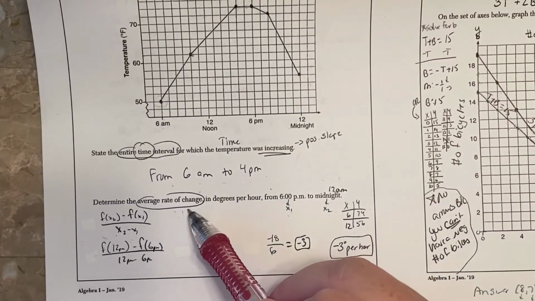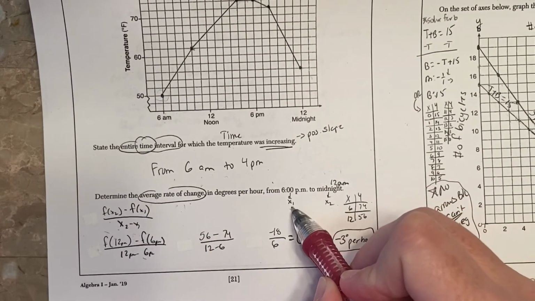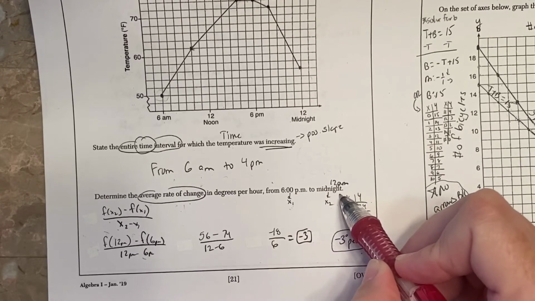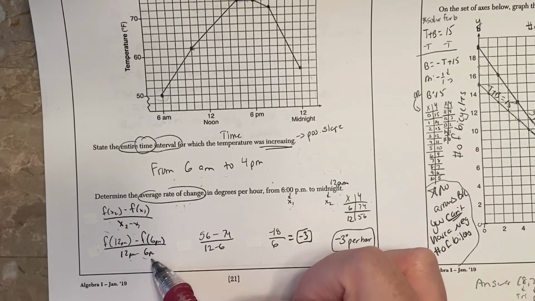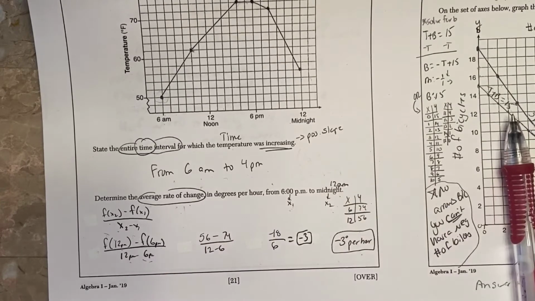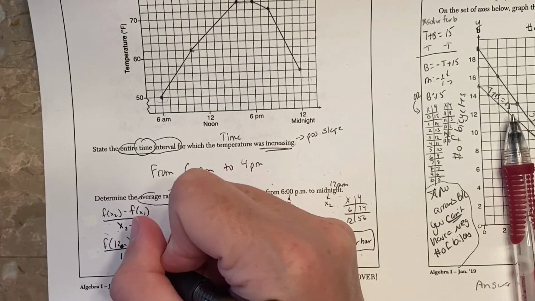All right, average rate of change. You have to use f of x2 minus f of x1. You have to use that. From 6 p.m., that was your x1, to midnight, that was your x2. So it's f of 12 minus f of 6 over 12 minus 6. I put the PMs. Actually, we're going to change this. Not PM, that should be AM.